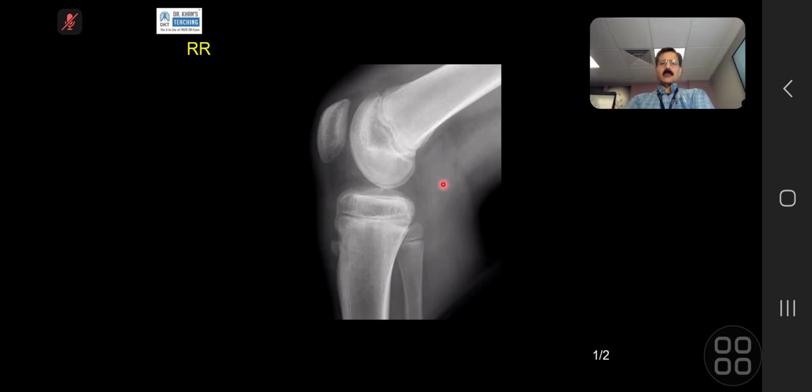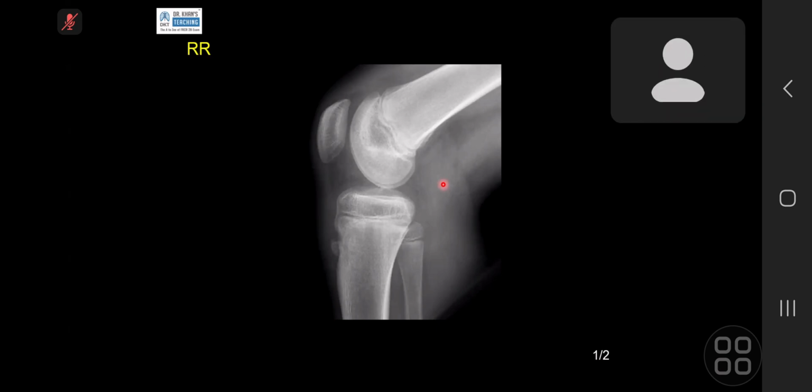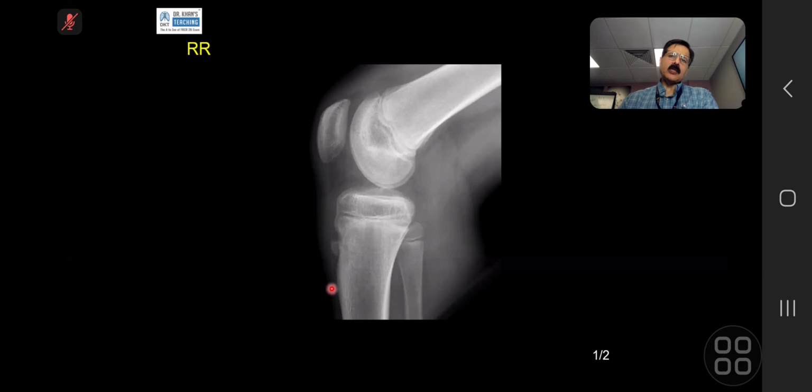You want to change your opinion, or you want to persist with your opinion? Because I cannot see any obvious soft tissue swelling around it. So if you see here where my laser pointer is, do you see this? Yes. I can see that the tuberosity is looking avulsed. So I believe that this is a case of Osgood-Schlatter.